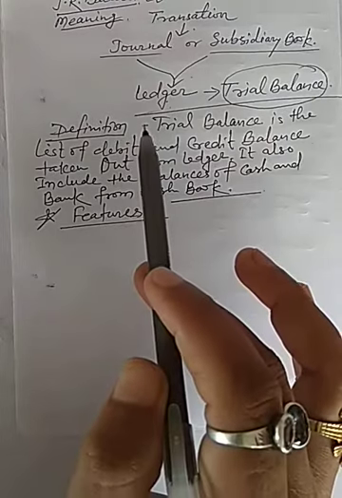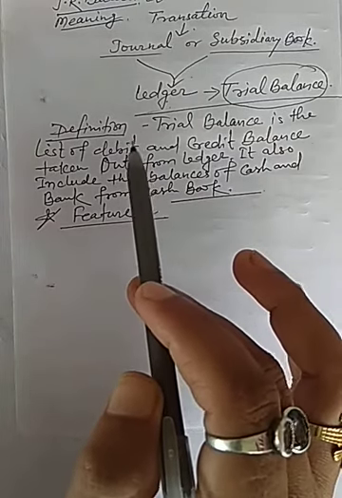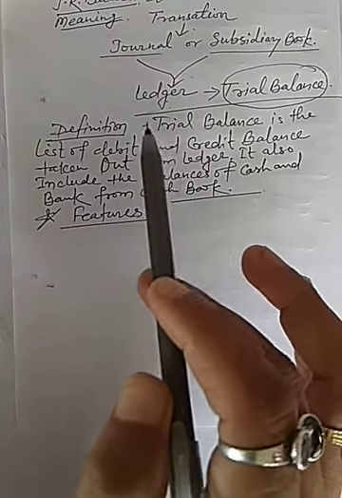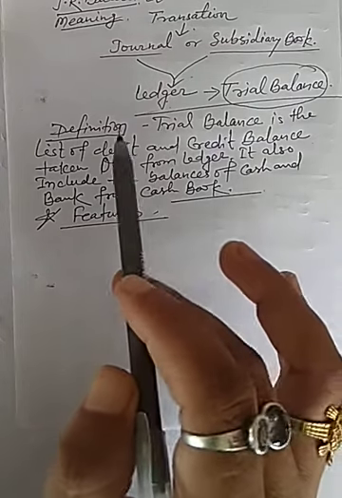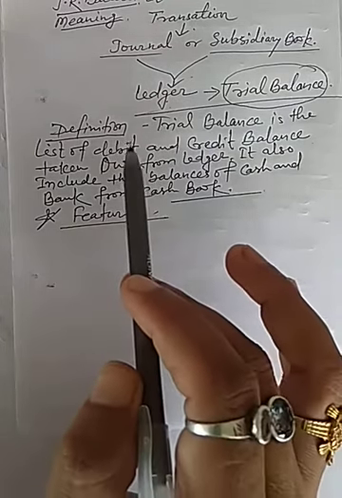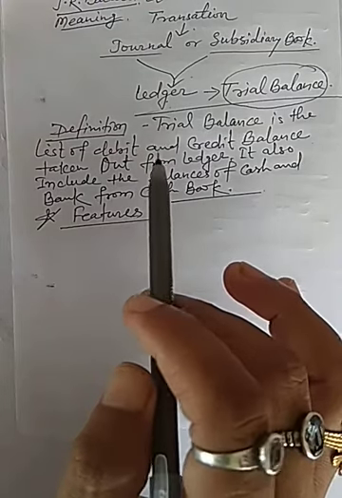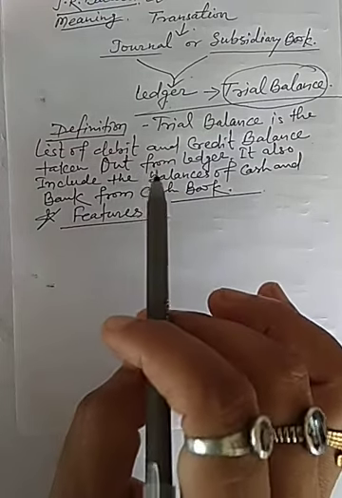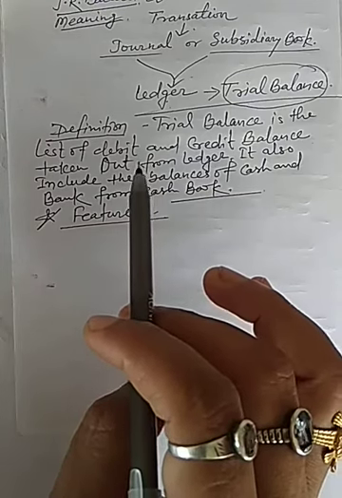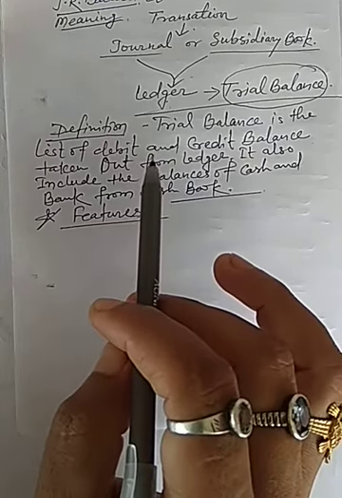If the books are arithmetically accurate, the total of all debit and credit balances of a trial balance will be equal to the total of debit and credit.